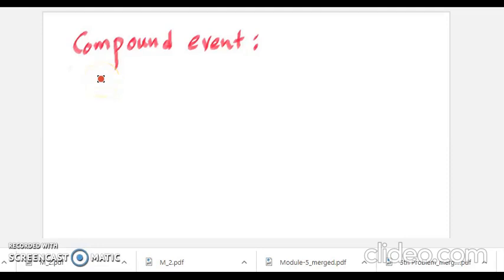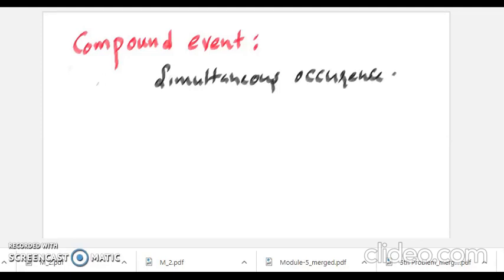Compound event. The simultaneous occurrence of two or more events. Simultaneous occurrence of two or more events is termed as compound event.